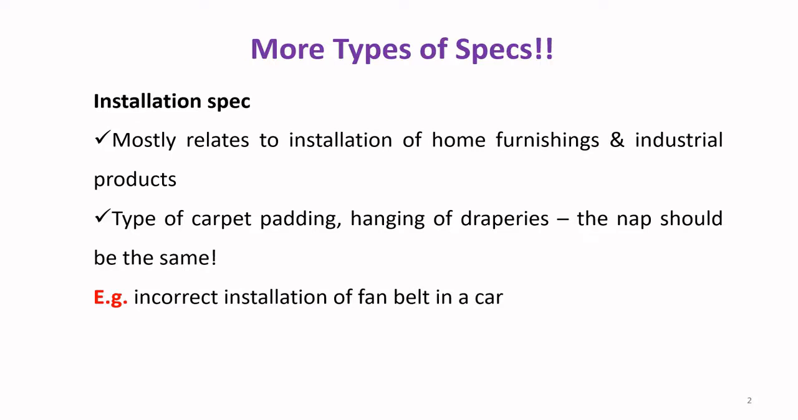One example is incorrect installation of a fan belt in a car, which is installation spec. Fan belt is great quality, but it has not been installed correctly. So installation has to be done in the right manner. How it has to be installed, that has to be mentioned in the installation specification.